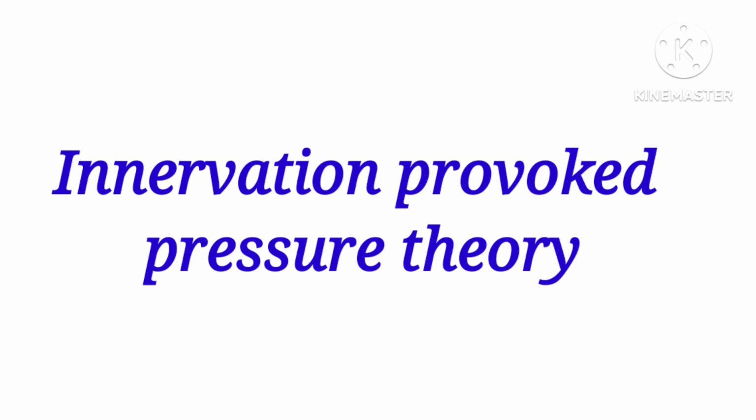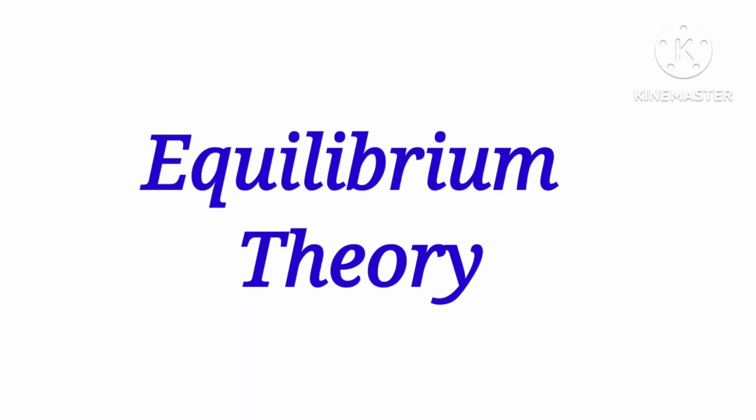The next theory proposed recently is the innervation provoked pressure theory, and this theory postulates that the root membrane acts as a glandular membrane. So the innervation in this membrane causes a pressure in the apical part of the tooth which results in tooth eruption. The third theory is the equilibrium theory, which postulates that once the tooth reaches the functional plane, the eruption of the tooth is balanced in response to the growth of the mandible, that is, the vertical growth of the mandible.